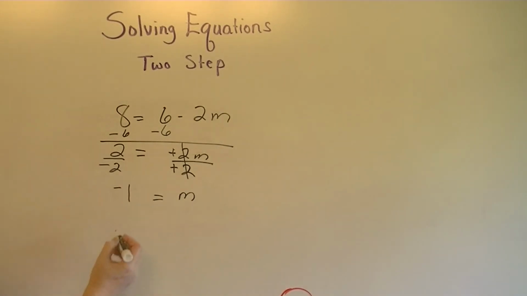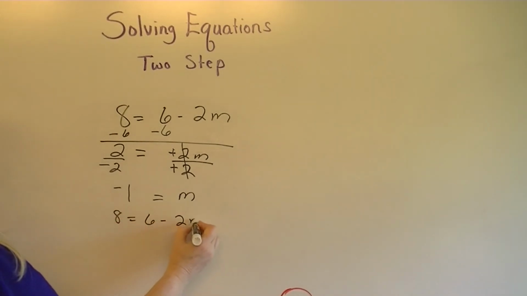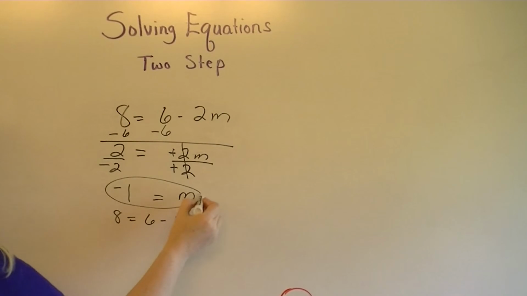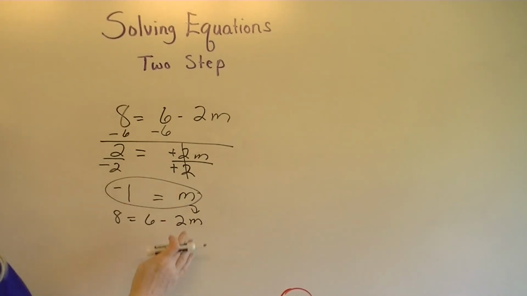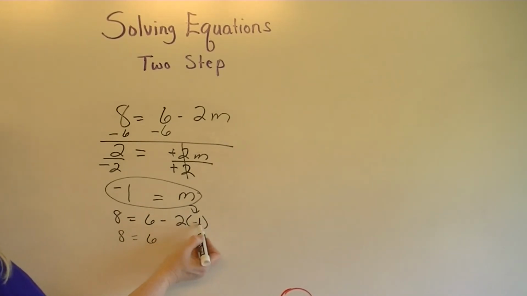Now, if I wanted to check this, I go back to my original equation. And we just said that m equals negative 1. So I'm going to plug it in right here. 2 times negative 1. I'm going to rewrite. So this would be 2 times -1 is -2, but there's a minus sign waiting in front of it. So that makes it positive, and then I get 8 equals 8.